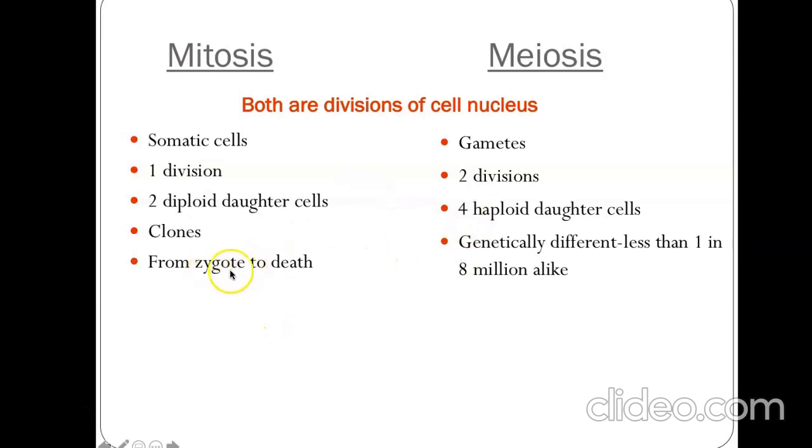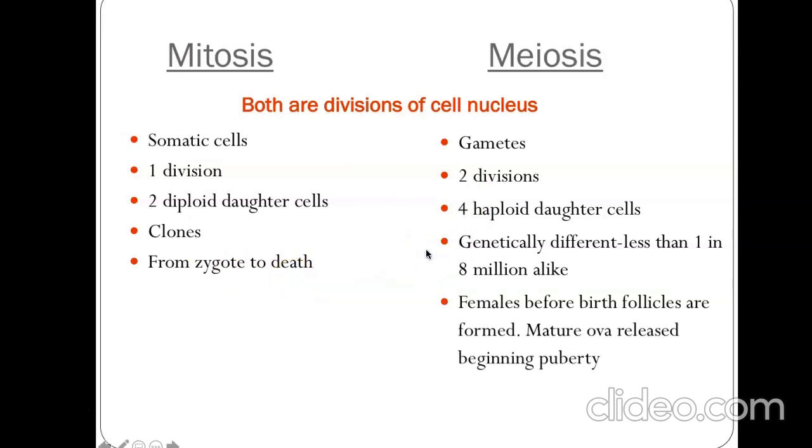Mitosis occurs from zygote to death. So when a sperm and egg fuse and form a zygote, mitosis is going to occur until, if we're talking about humans, the human is deceased. Meiosis, this is kind of interesting. Females, before birth, follicles are formed. So basically meiosis has occurred in females before birth, which is pretty interesting. And then mature eggs are released when she hits puberty. And the purpose of mitosis is for growth and repair, and the purpose for meiosis is reproduction.